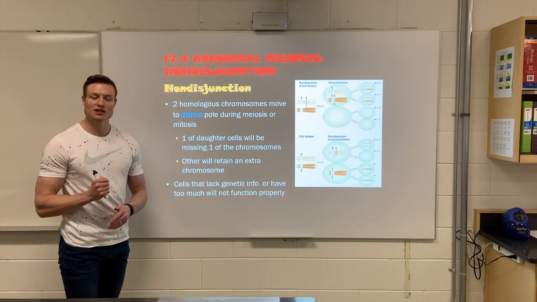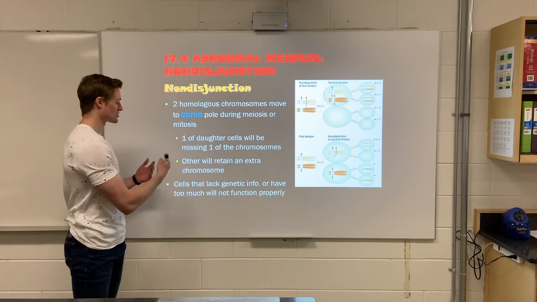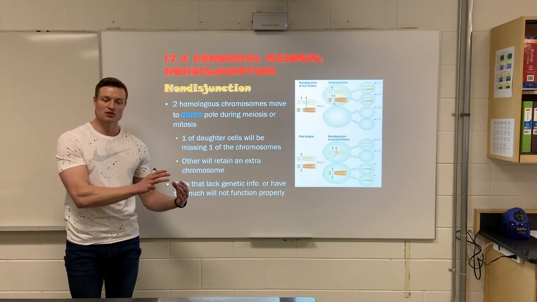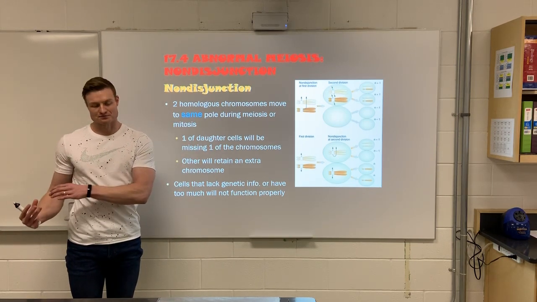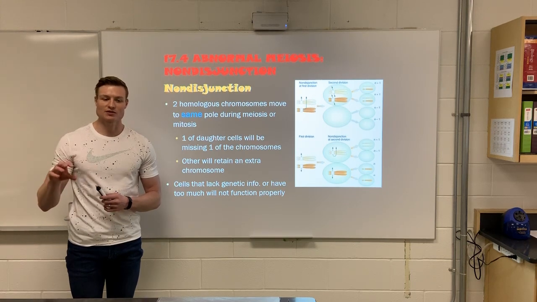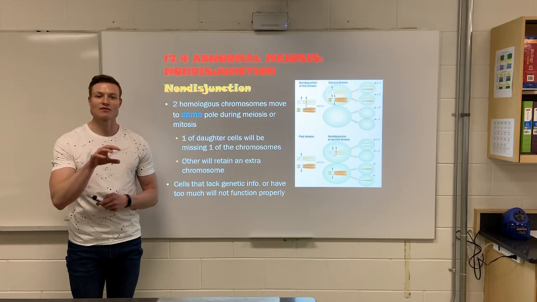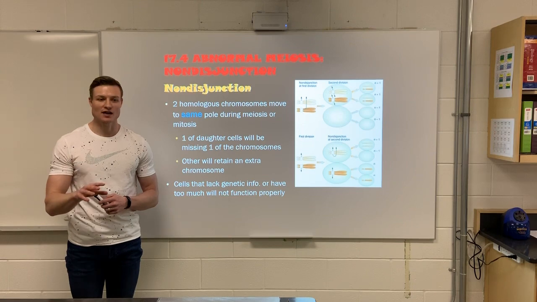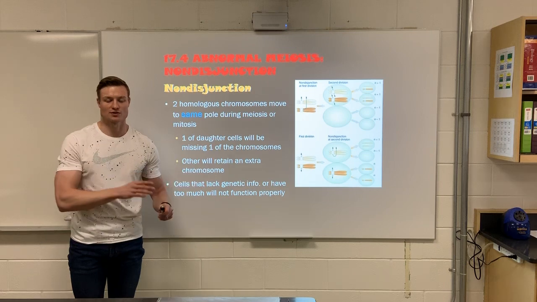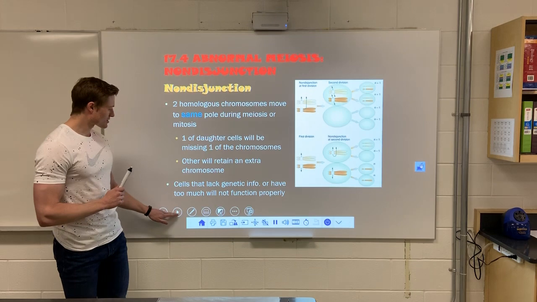If you lack genetic information or have too much genetic information, this will cause your cells to not function properly. Remember, if you start off missing a chromosome or having too many chromosomes in your zygote, when that zygote divides into 2, 4, 8, 16 cells and further on, every single cell in your body will have that abnormality. So every single cell will have 45 chromosomes, or every single cell will have 47 chromosomes. So let's talk about how it happens.